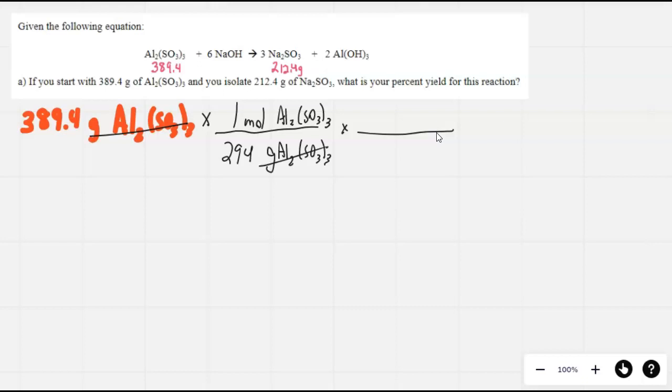All right, so I go into moles and then I use my mole ratio. What's my mole ratio between what I want and what I have? So 3 moles of Na2SO3 for every 1 mole of Al2(SO3)3. You guys good so far? We went into moles and then used the mole ratio. And then our next step is to go out of moles, so I'm going to take times grams. So now I need a molar mass of Na2SO3.